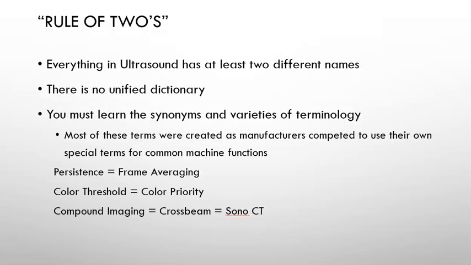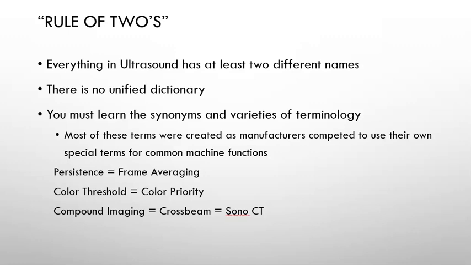The rule of 2s is that everything in ultrasound has at least 2 different names. There's no unified dictionary. You have to learn all the synonyms and varieties of terminology. This is because these different terms were often created by manufacturers who were competing against each other and wanted to have special terms for what are essentially common machine functions. So some of them will say that they have a persistence button, others will say, oh no, we use frame averaging. Well, it's the same thing. Others have color threshold, color priority, it's the same thing.